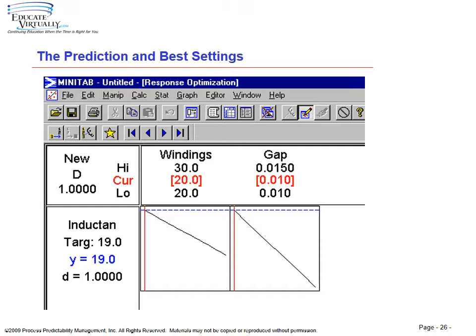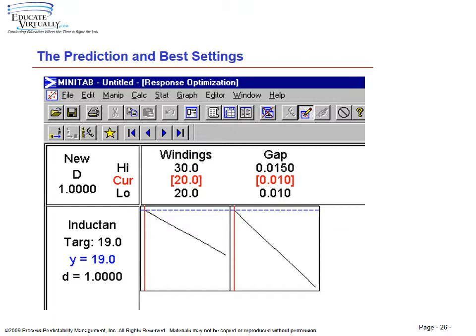This is the output from the response optimizer. It's giving us a prediction and the best settings. The best settings are 20 windings with a 10 thousandths gap. The Y value is what the prediction is, and it's predicting that we should hit a target value of 19. D is the desirability index, and that's at 100%. So that's what the response optimizer can give us when we have used it to evaluate our designed experiment. It's actually running off of a regression model.